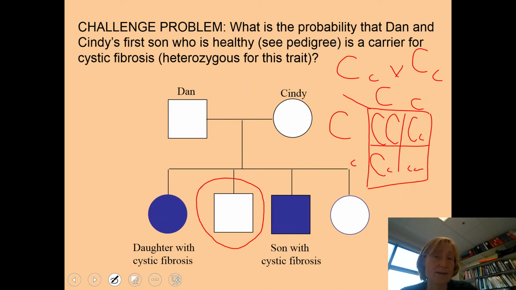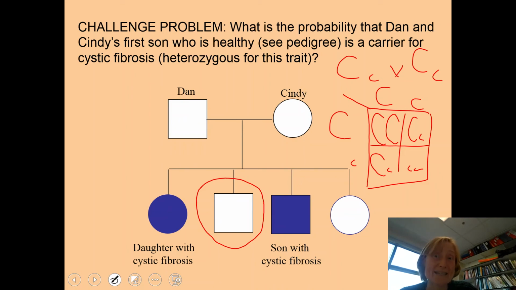How many of you think 50% or 1/2? Every once in a while, somebody in the class says, no, it's not 1/2. It seems like an easy problem. It seems like it should be 1/2 because look at the Punnett. There are 2 out of 4 boxes that represent a heterozygote. But guess what?